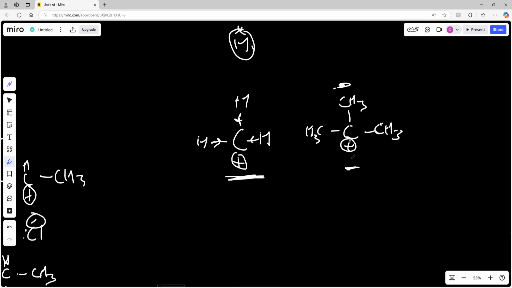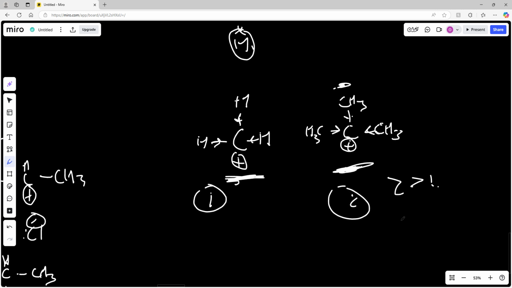Okay, so why this is important is because this will basically increase stability. Okay, so it increases stability because they're more attractive, so the compound's more stable compared to this one, compared to number 1. Okay, so 2 is more stable than 1, in terms of stability.